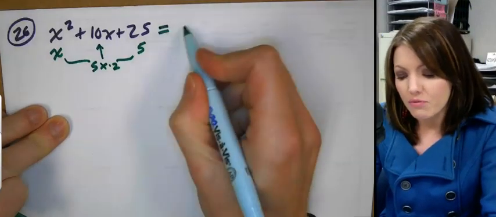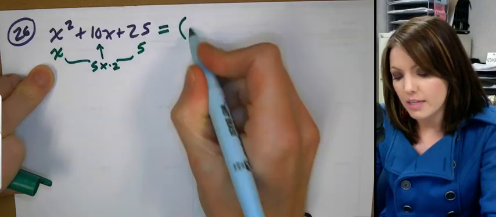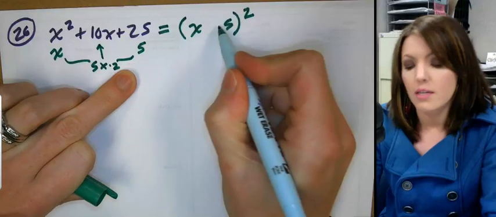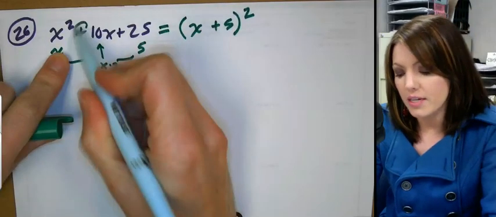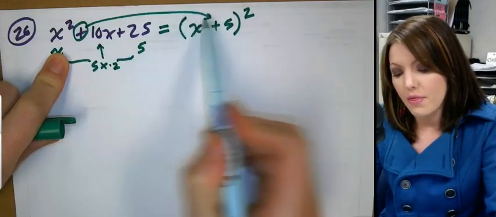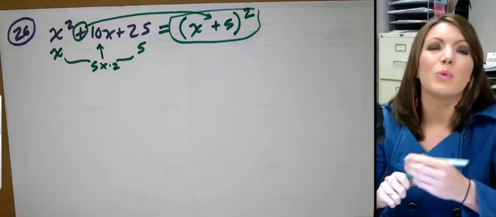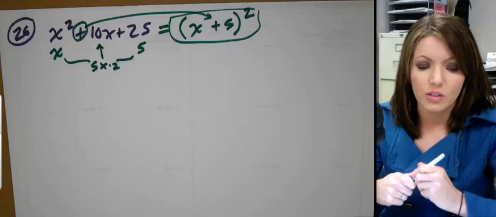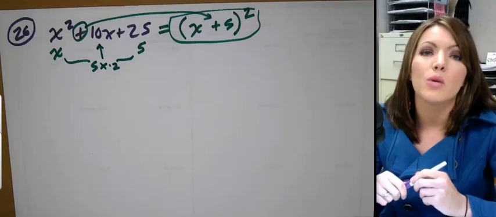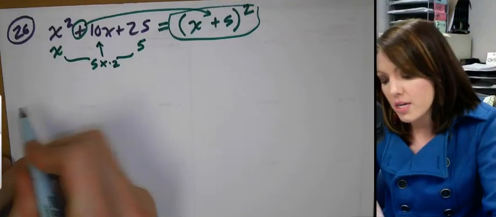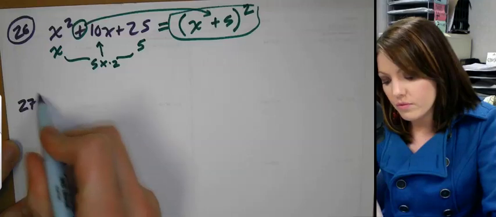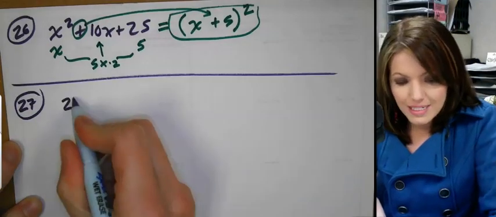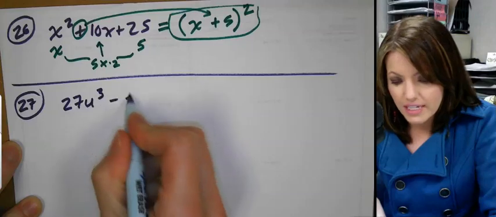So the way that it factors is take the square root of the first term, which is x, that goes in the beginning of the parentheses, square root of the last term, which is 5, and it's a plus because there's a plus right there. So that is how that factors. We really want to get to a place where we understand how perfect square trinomials factor. It does work with the diamond, but you have to be able to recognize those for the future.